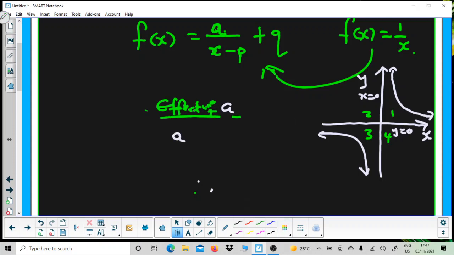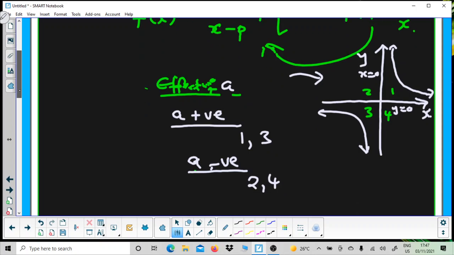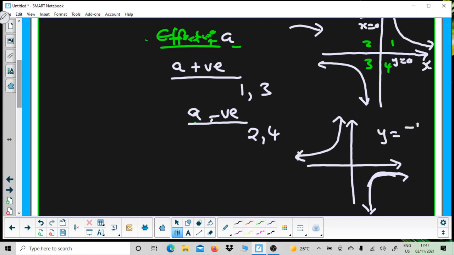Remember, we said if a is positive, just like in this graph, we will be working in quadrant 1 and quadrant 3. One arm will be in quadrant 1 and the other in quadrant 3. If a, however, is negative, the arms will be in quadrant 2 and quadrant 4. So if I were to sketch the graph of y = -1/x, it will look like this, in quadrant 2 and quadrant 4. Here it is, -1/x.